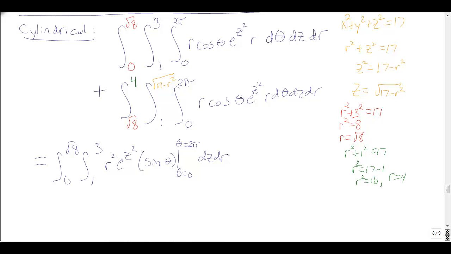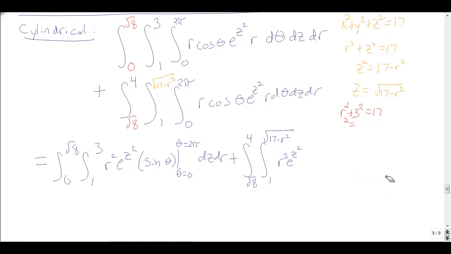The second integral, I'm going to add this through. We get a square root of 8 to 4, 1 to square root of 17 minus r squared. We get the same r squared e to the z squared. I'm going to clear some space here. And I get times cosine, no, not times cosine. Well, it would be cosine theta, but I want to integrate that, and I get sine theta, where I go from theta equals 0 to theta equals 2 pi. And again, it's a dz dr integral.